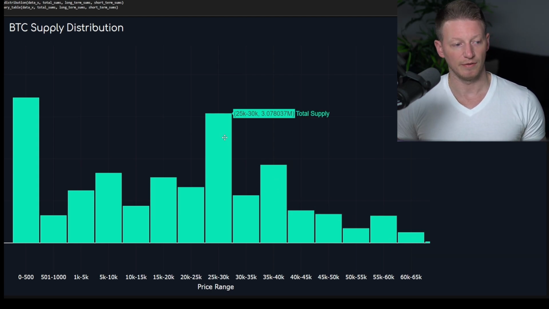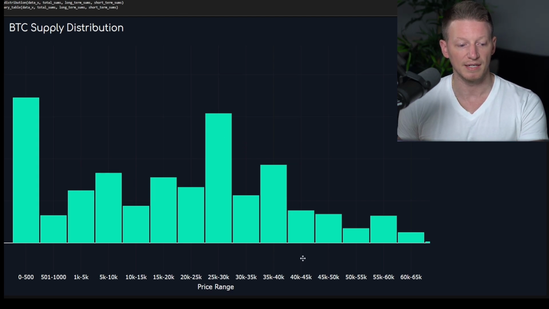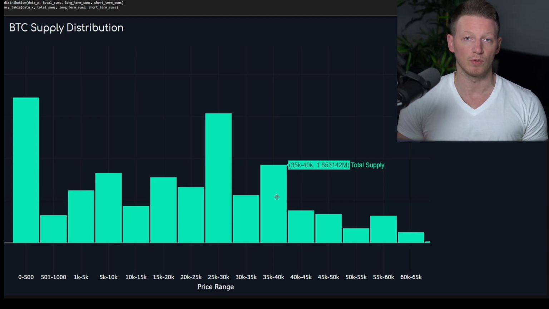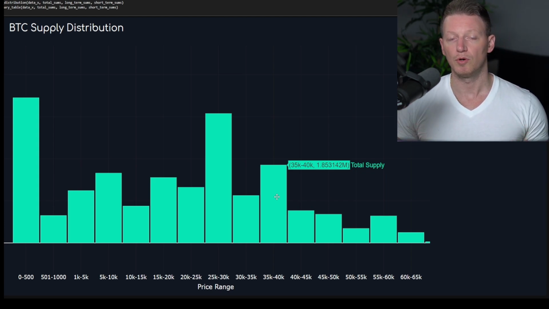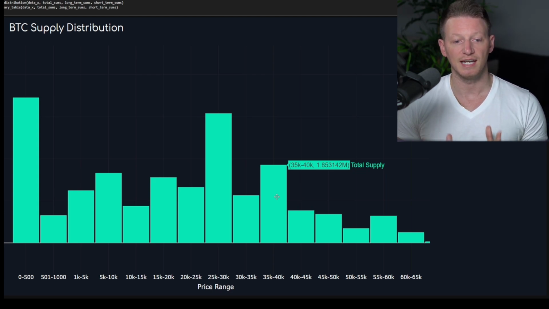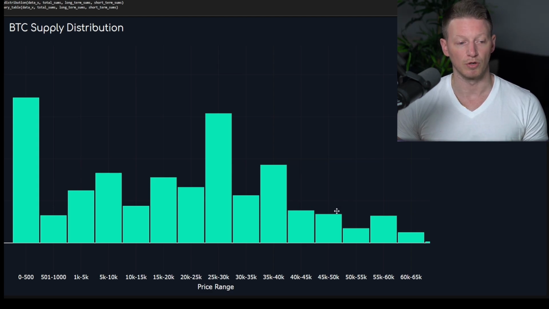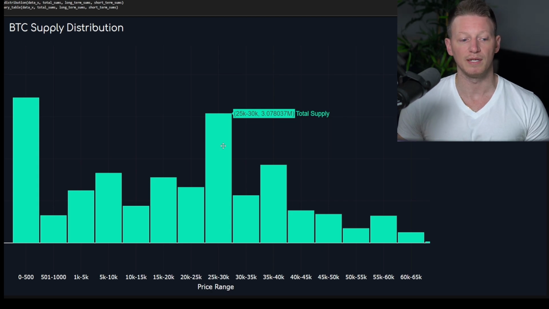And so a very quick and dirty way to look at where your support and resistance zones may form is by looking at this. So you can just see here that at 35 to 40K, we have 1.85 million coins. And so as you're coming back down to that level, long-term holders are less likely to sell. We know that, especially as you're coming down to their cost basis. So they tend to form areas of support. Likewise, down here at 25 to 30K, that's where we have 3 million coins. So you just have a huge number of coins there.